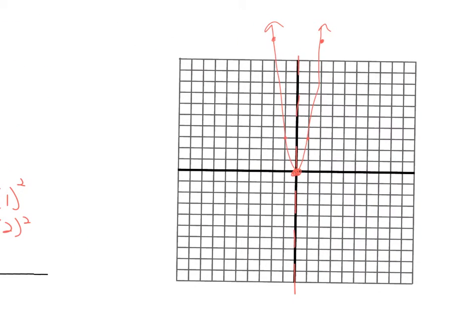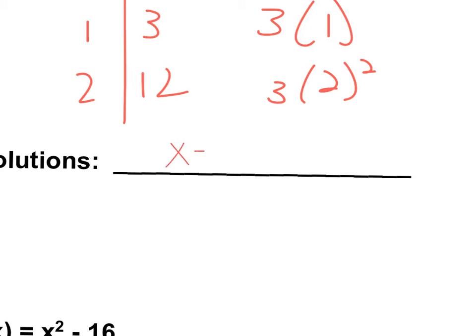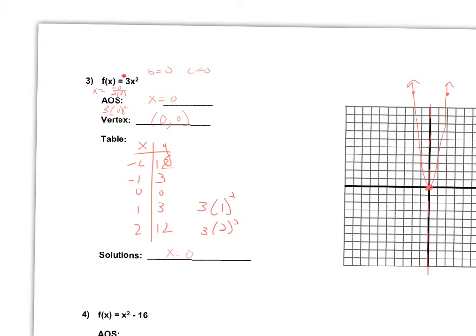Now the next part is where is it crossing the x-axis? Well, it's really nice because it's just sitting right there on 0. So down here, your solution will be x equals 0. And then I forgot to do this on the last problem, but again, double check. If your A value is positive, right, it should be opening up.